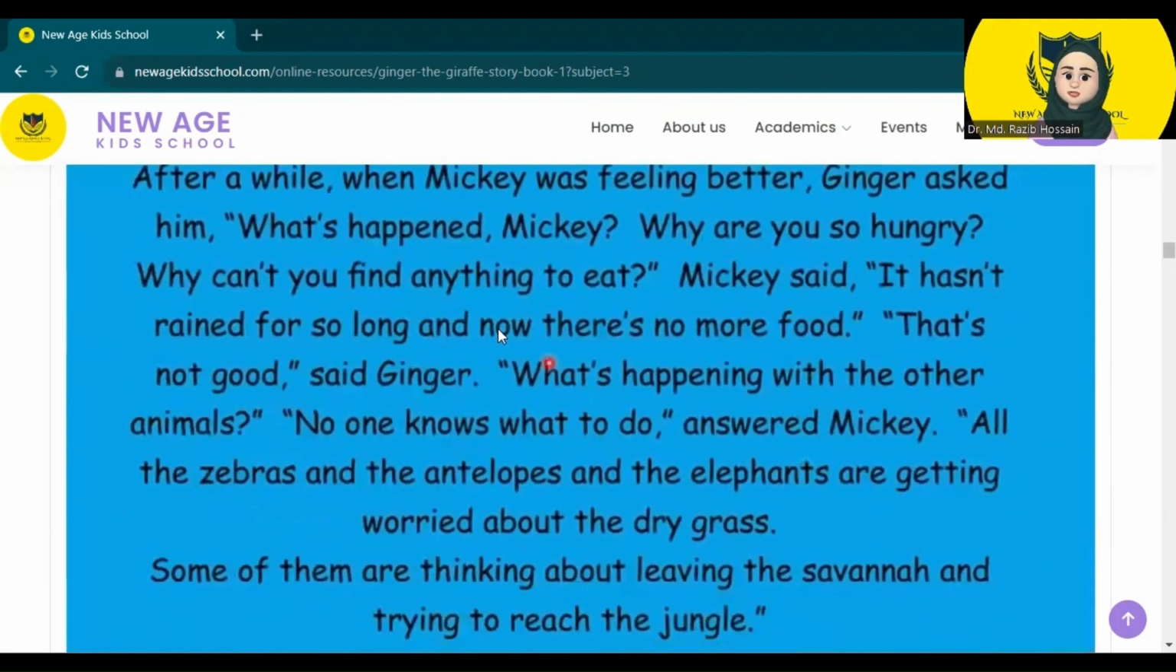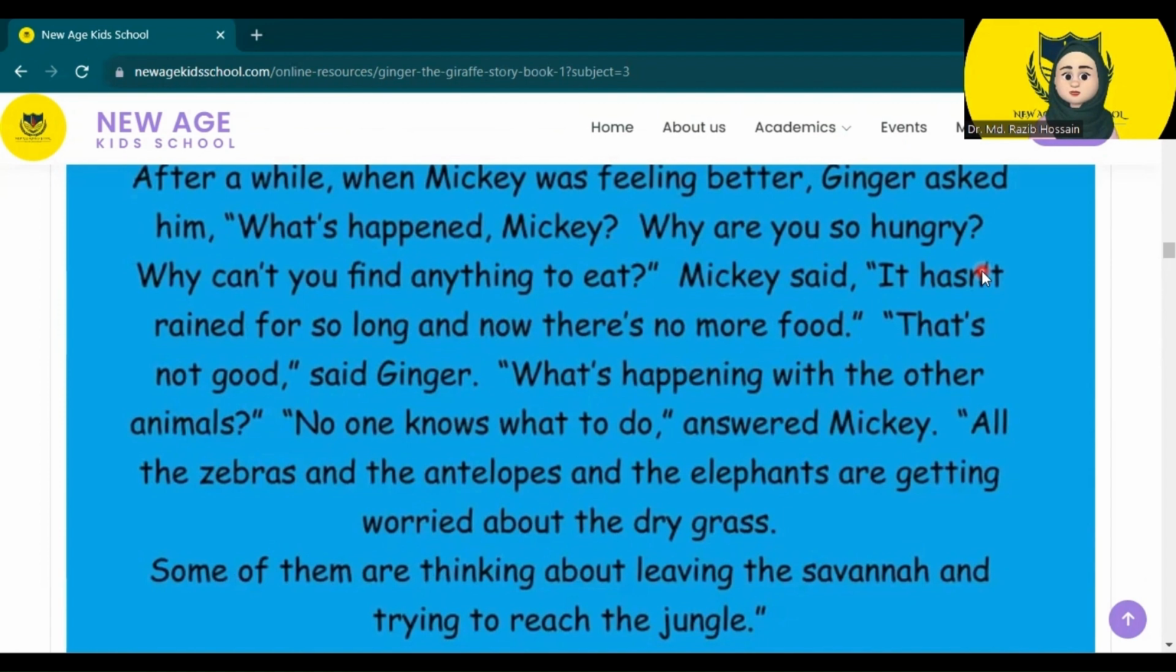So in this para, we learned that after eating something, Mickey was feeling better. And then Ginger asked him, what happened to Mickey? Why was he so hungry? Why hasn't he eaten anything? Then Mickey said that it wasn't raining for so long and there was no more food. Then Ginger became worried and said, that's not good. And what is happening with the other animals?